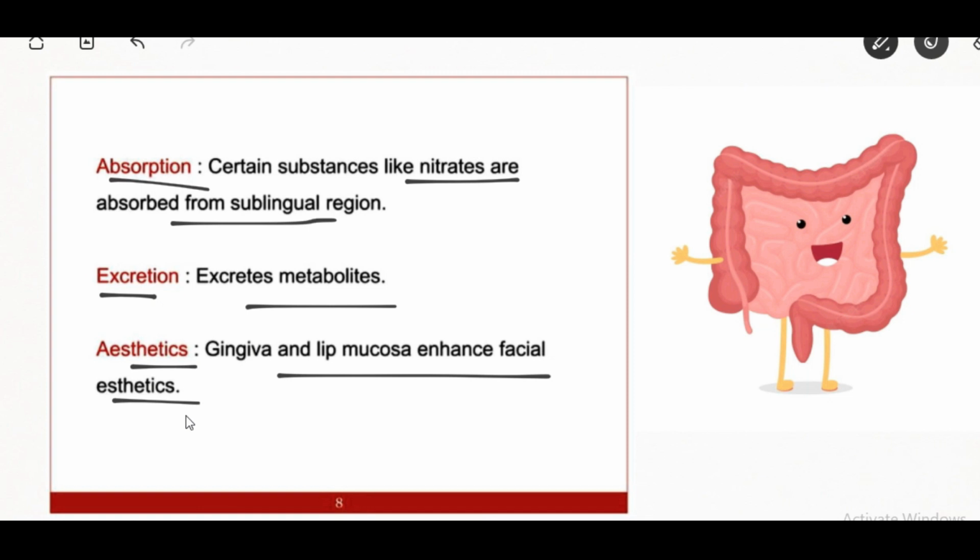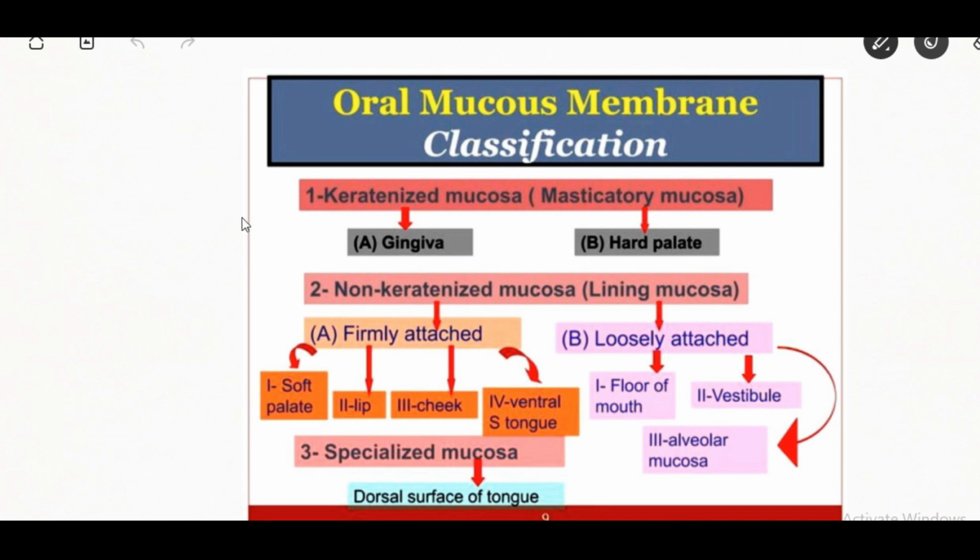The oral mucous membrane can be divided into three main types. Number one is the masticatory mucosa, that is the keratinized mucosa. The examples are gingiva and the hard palate. The masticatory mucosa does not stretch and it is attached to the bone. So during mastication, it will bear the chewing forces, and it constitutes 25% of the total mucosa.